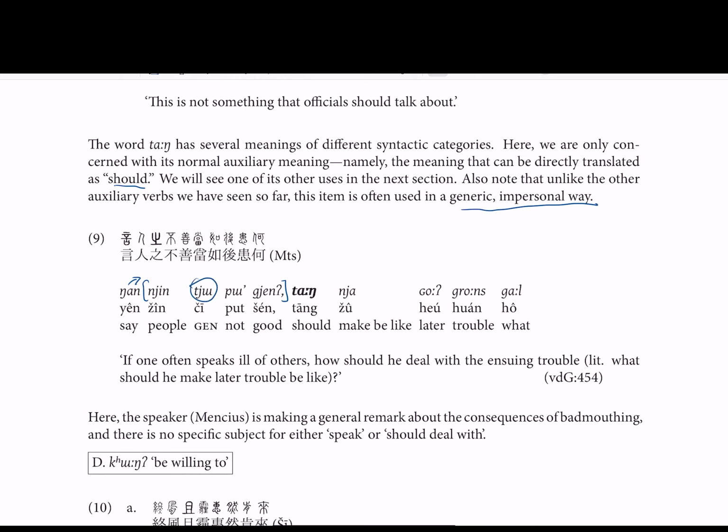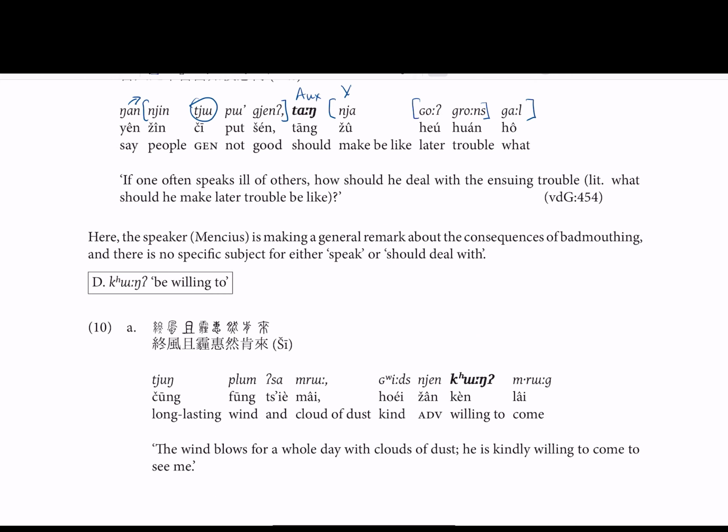Say that people are not good. Dang is the auxiliary verb should. Here's the main verb make, be like, or make resemble. The direct object is go grons, later trouble. So the causative construction here literally means make later trouble be like what? The next auxiliary verb we learn is kun, which means be willing to.